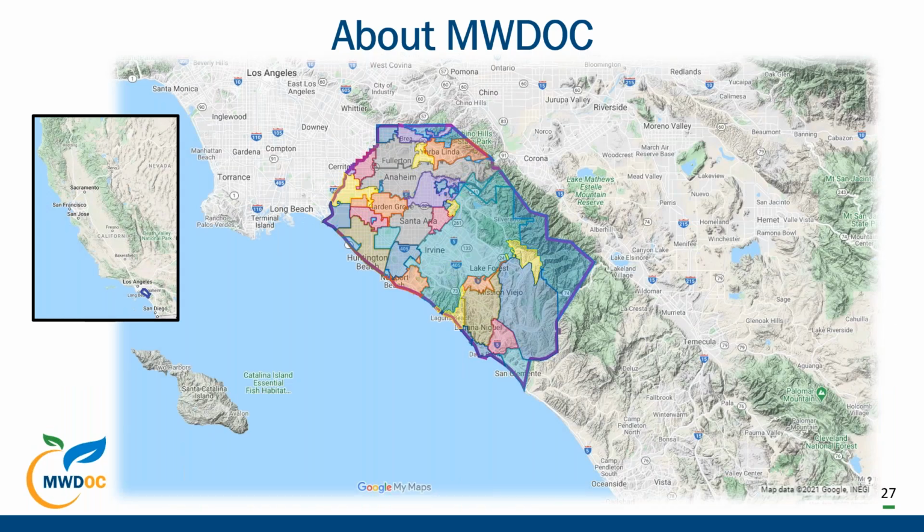All right, so a little bit about MWDOC. If you're unfamiliar, MWDOC is a wholesale water supplier and resource planning agency in Southern California. So we cover a lot of different water agencies, and there's pretty big variance in their customer base. Some have a lot of commercial customers, some it's basically all residential and large homeowner associations, and we'll see how that plays a factor a bit.